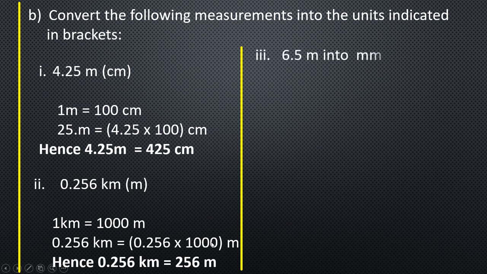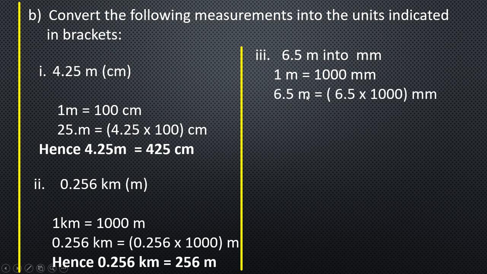Example 3: 6.5 meters into millimeters. Again, how many millimeters are in 1 meter? If you check, you'll find out that 1 meter is equal to 1,000 millimeters. So we get 6.5 times 1,000 and get the answer as 6,500 millimeters. So 6.5 meters is equal to 6,500 millimeters.